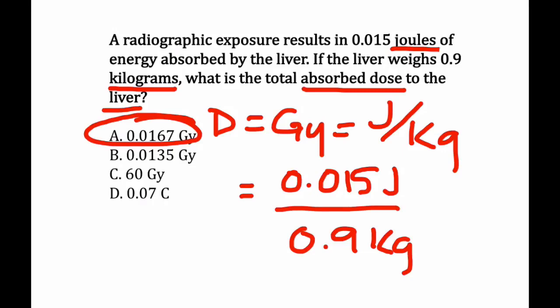The key thing here is to recognize that we're measuring the absorbed dose, so we know we're measuring it in gray, and we know that the gray is equal to 1 joule per kilogram. And if we recognize all of that, we can easily calculate it by dividing the joules by kilograms.